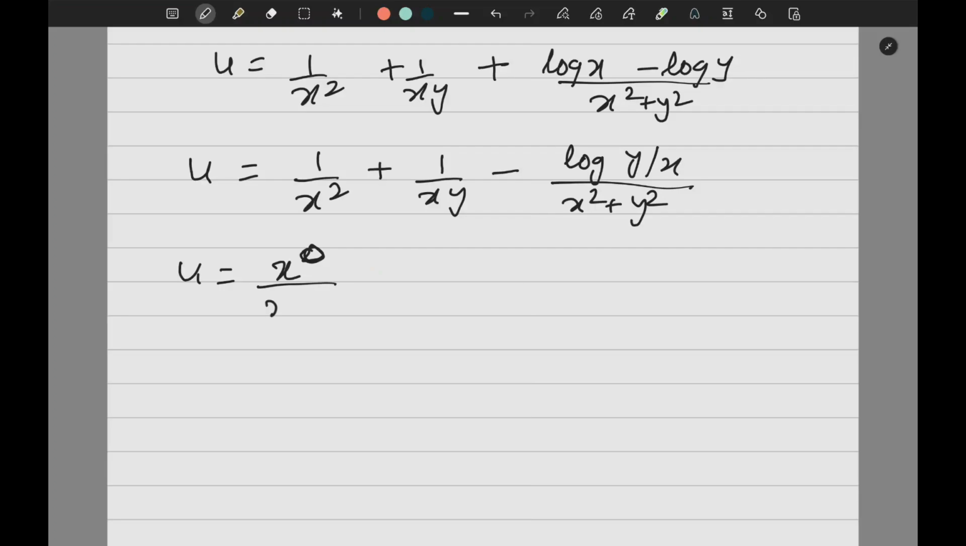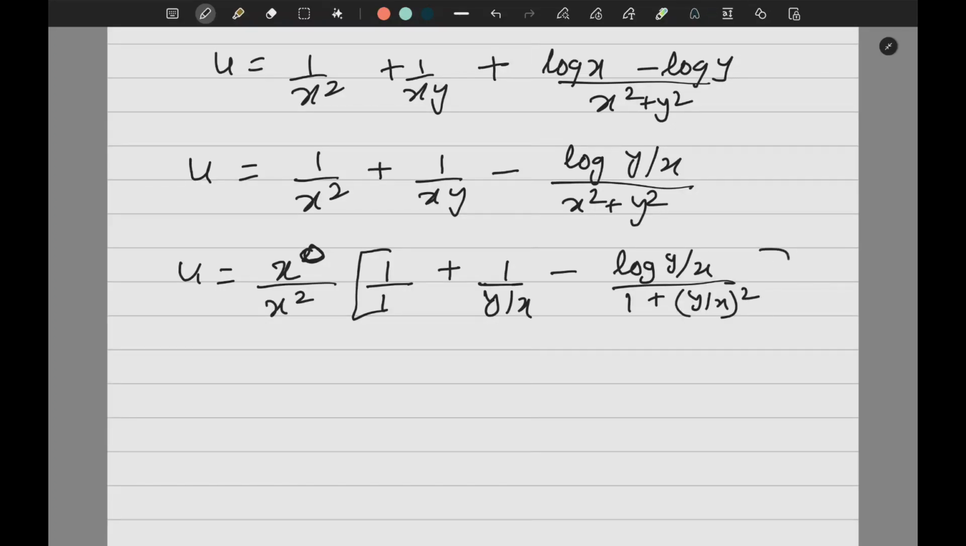Okay, and in the denominator x square is the highest degree. So now in the numerator, what is left? 1 plus 1 minus log of y by x. Here, the denominator x square is gone, so 1. Here, x square is gone, so y by x. Here, 1 plus (y by x) whole square.